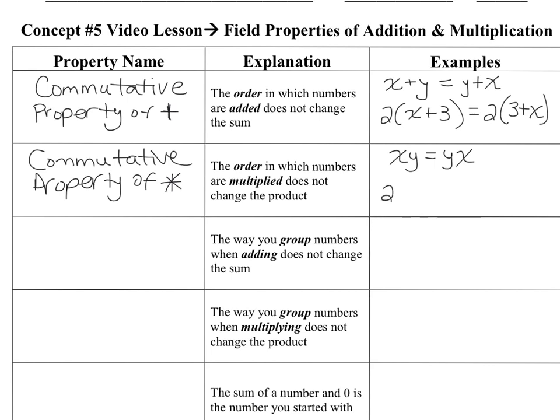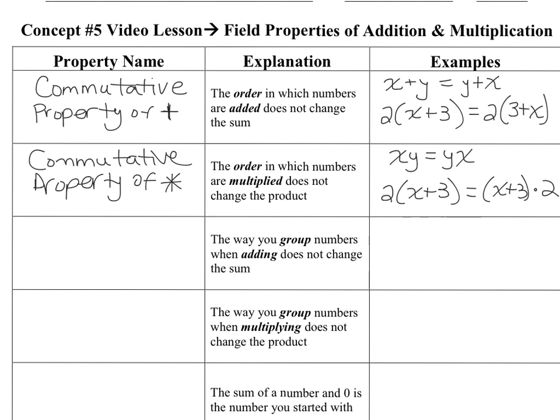I could say 2 and in parentheses x plus 3, but to be the commutative property of multiplication, I would need to change the order of the multiplication. So I would say, well, that's the same as saying x plus 3 in parentheses times 2. So there what I did is I changed the order of multiplication. Now stop the video, read the next 2, and see if you can remember what that one's called.